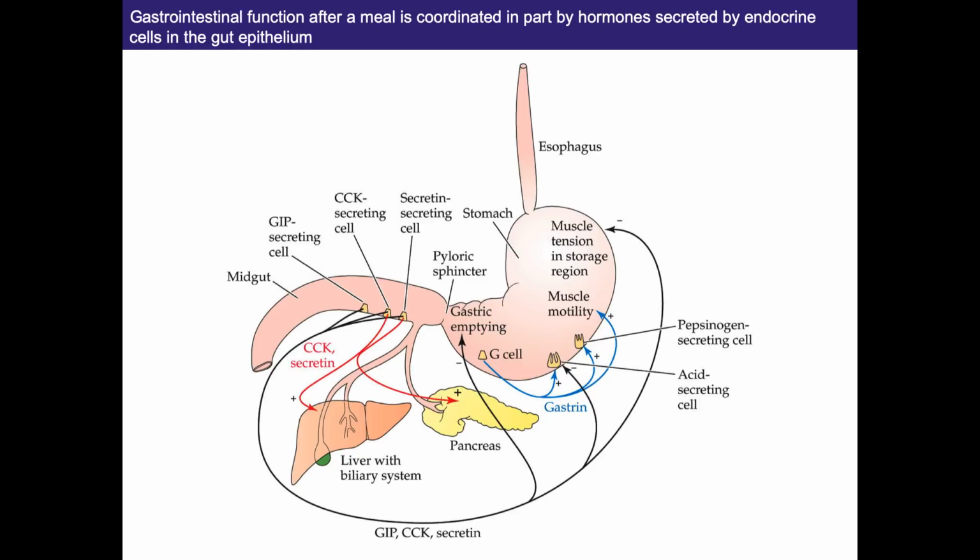Secretin. Okay, so it's the S cells that are detecting acid coming from the stomach. The S cells then secrete secretin, secretin-secreting cells. And that secretin then travels to the pancreas and stimulates it to release bicarbonate. Bicarbonate is delivered into the duodenum and helps to neutralize acid coming from the stomach. Those are the S cells.